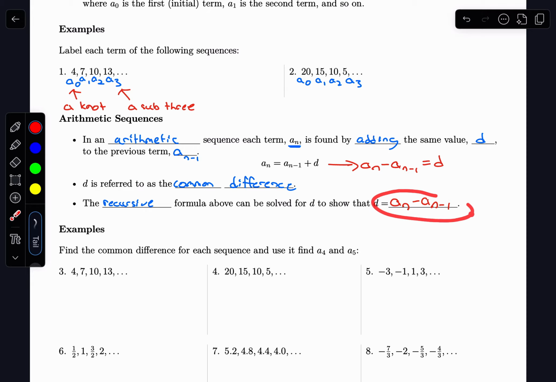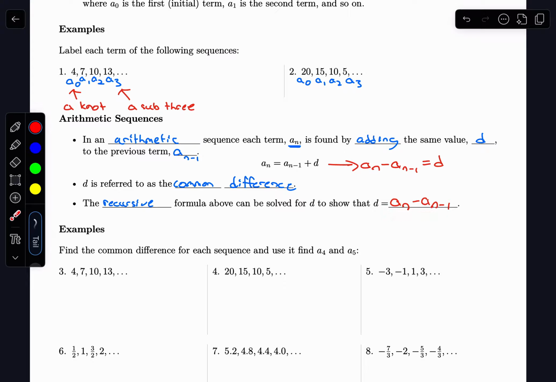Right? So if we subtract two terms that are next to each other, we are finding the difference of those two terms. And what's special about an arithmetic sequence is that no matter which two terms you subtract, as long as they're next to each other, you're going to get that same value for D. So whenever you get the same thing over and over again, we call that being common.